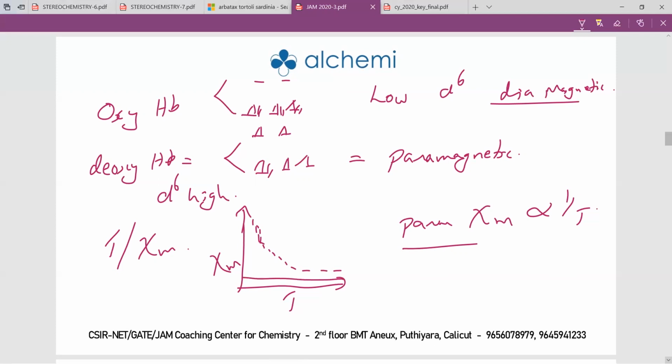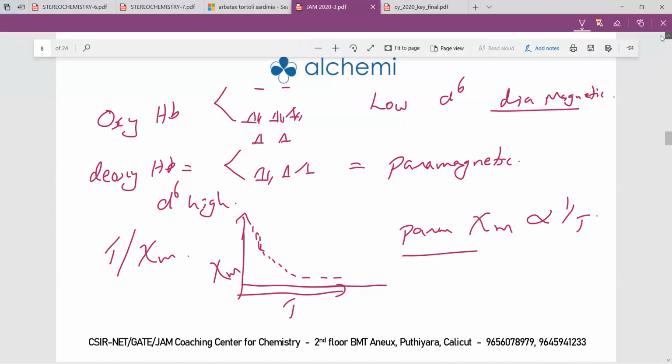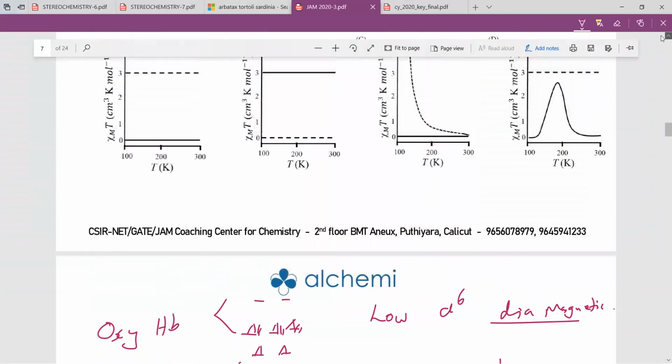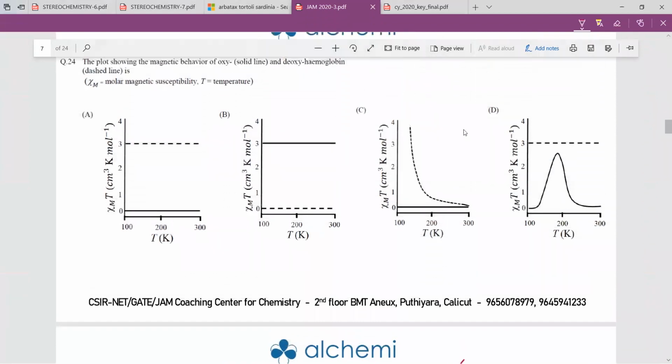So we should expect a graph like this. For diamagnetic substances, it will be a constant. It will not change with temperature, but for paramagnetic substances, it will change with temperature. So we should expect a peak like this. But you can see in the options given, if that is the concept, we will go for option C.